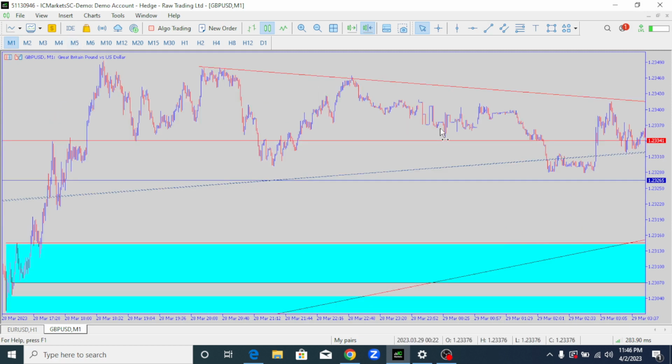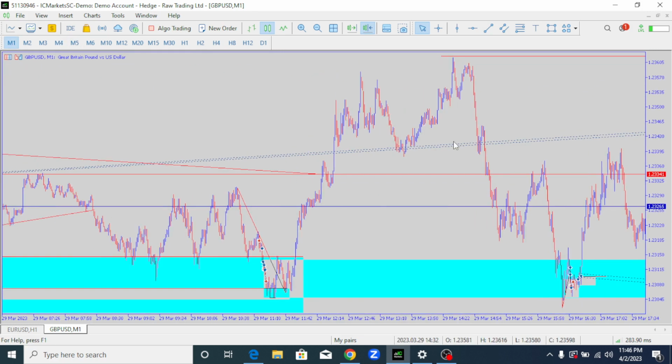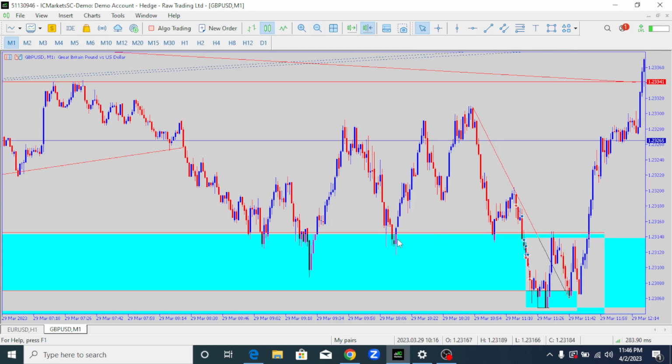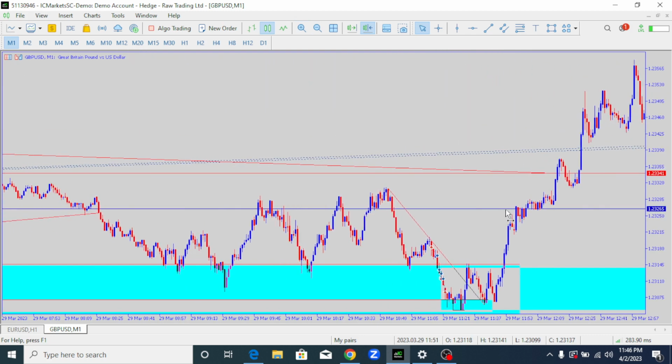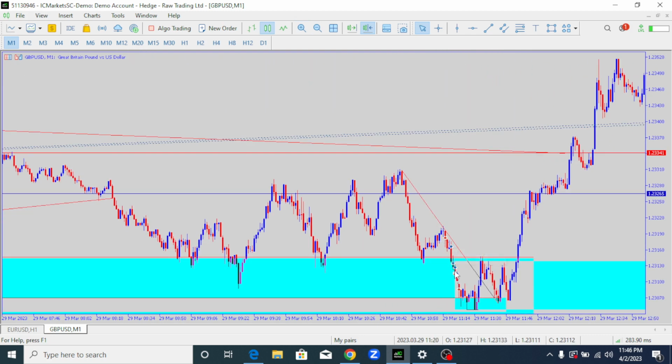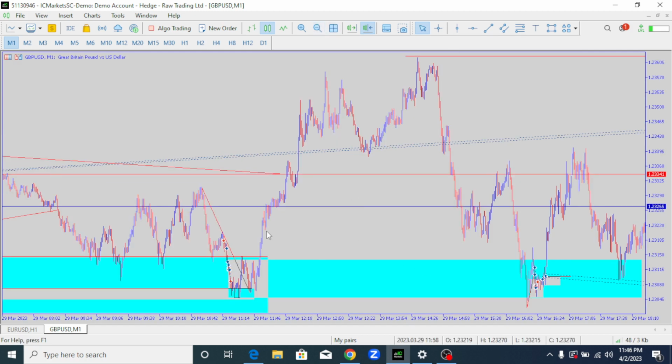But I took an entry around this point, it failed. I took another one around this point, stop loss around here, it failed. I took a third one around this point and it failed. After that, the price just went on to the upside.